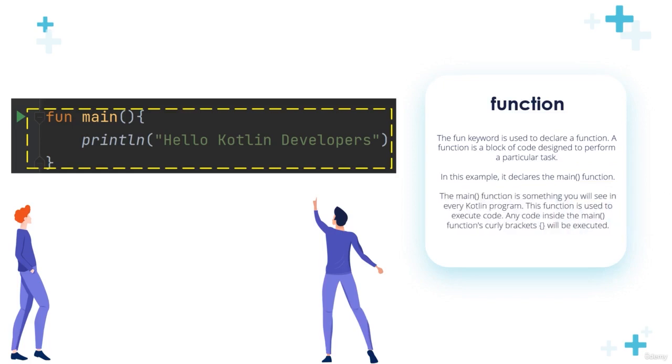Let's start with the function. The fun keyword, which we see in orange color, is used to declare a function. A function is a block of code designed to perform a particular task. In this example, it declares the main function.